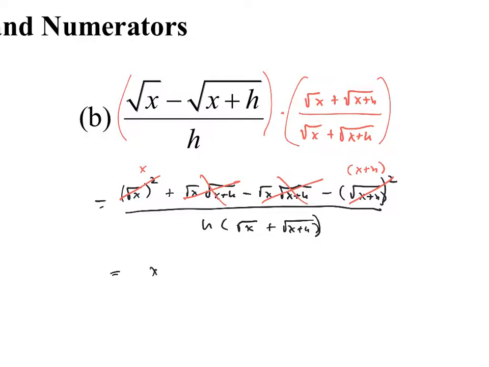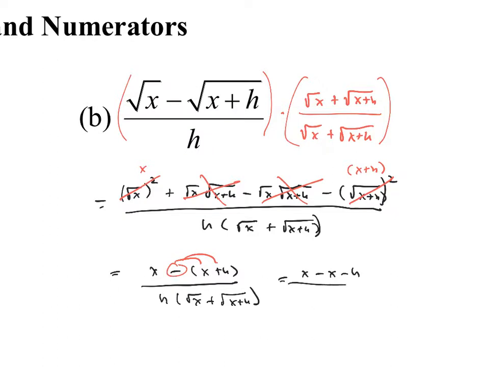On top, we would have an x for the first one. Then we'd have minus, and I'm just going to emphasize this by using parentheses, minus x plus h in parentheses. Please, please, please be careful with that. On bottom, we have h times the square root of x plus the square root of x plus h. Distributing that negative, we would have a minus x and a minus h. So we really have x minus x minus h all over h times the square root of x plus the square root of x plus h. Notice on top, those x's, x minus x, actually cancel.